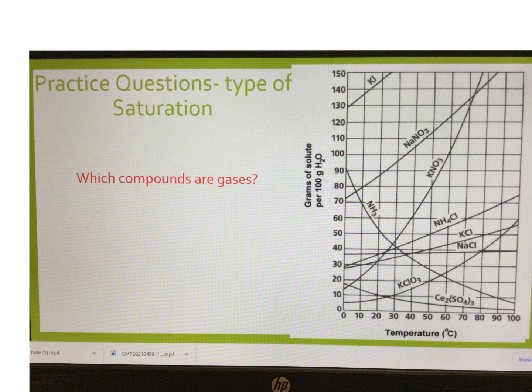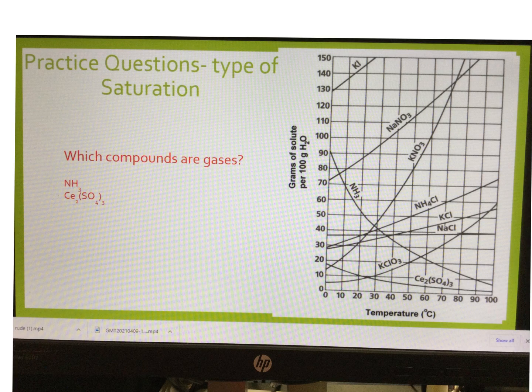Okay, looking at this graph, which chemicals are gases? Now remember the rules. The cooler the temperature is, the more you're able to dissolve a gas. So for example, when you have a soda and you want it to stay carbonated, you can put it in the refrigerator so it will remain carbonated for a longer period of time. Okay, if you said NH3 and CeSO4, these are actually curving down. These are gases.